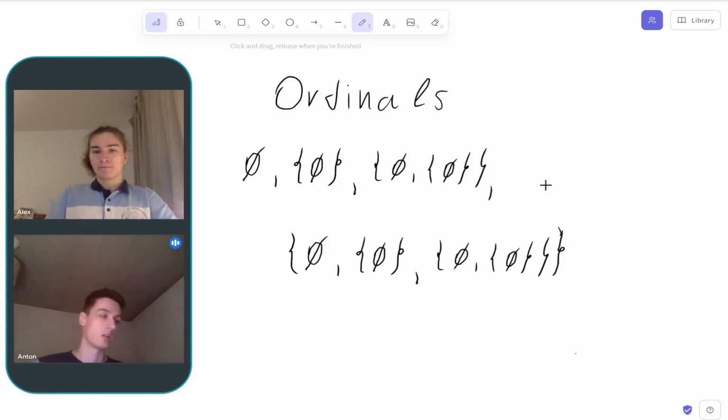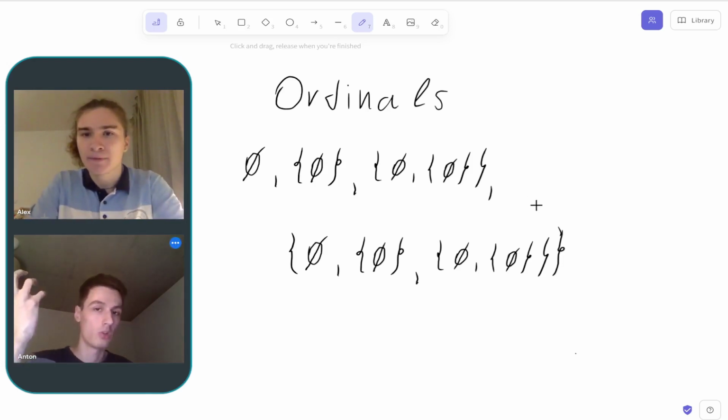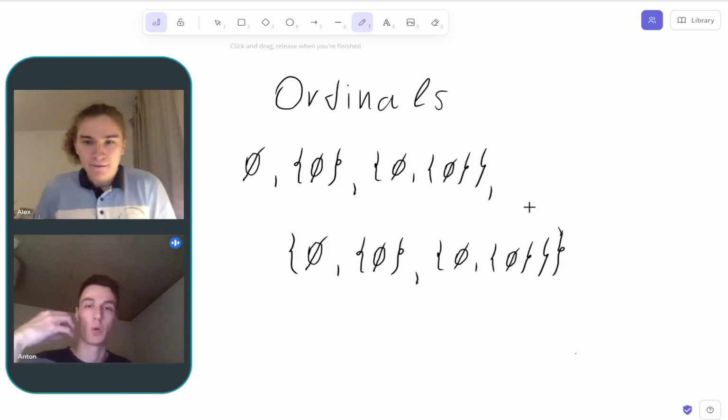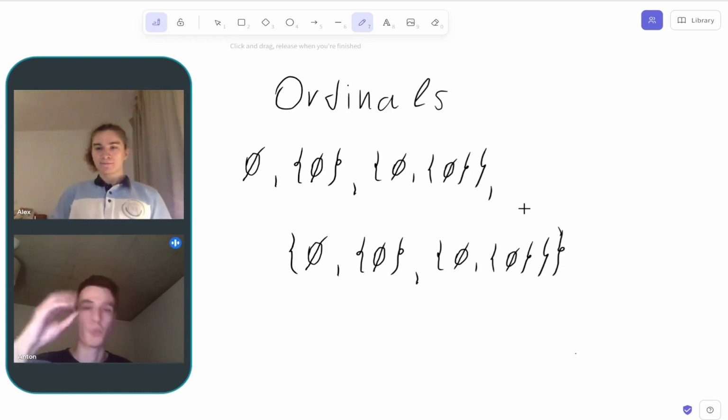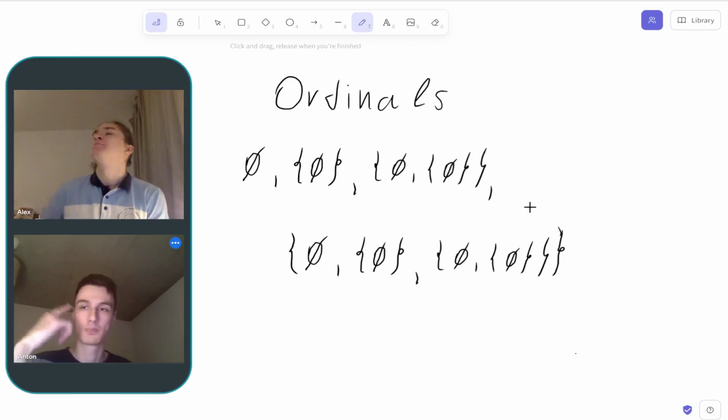Right, so this procedure, to build the feeling of what is happening, is essential for understanding ordinals. And let me repeat it. To construct an ordinal, you just take all the previous ones and put them in a set. That's it.